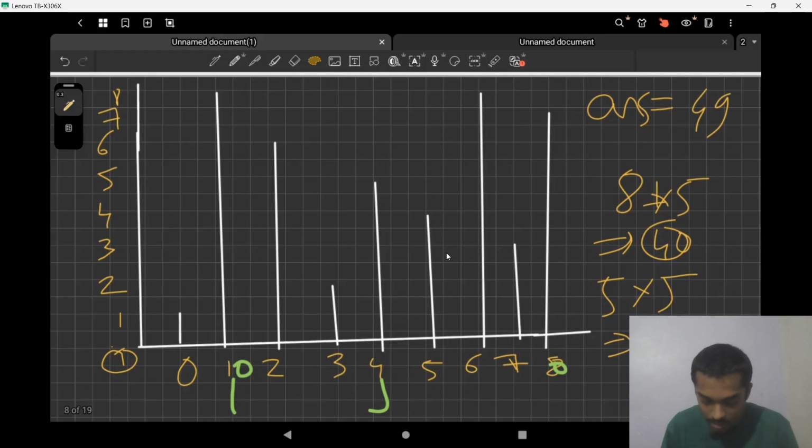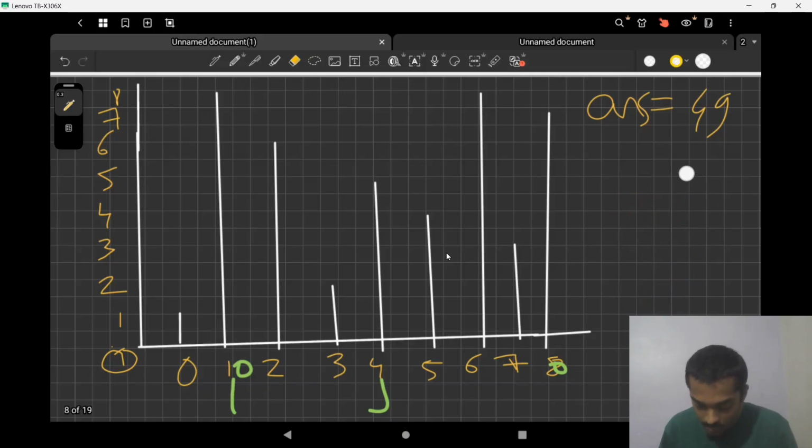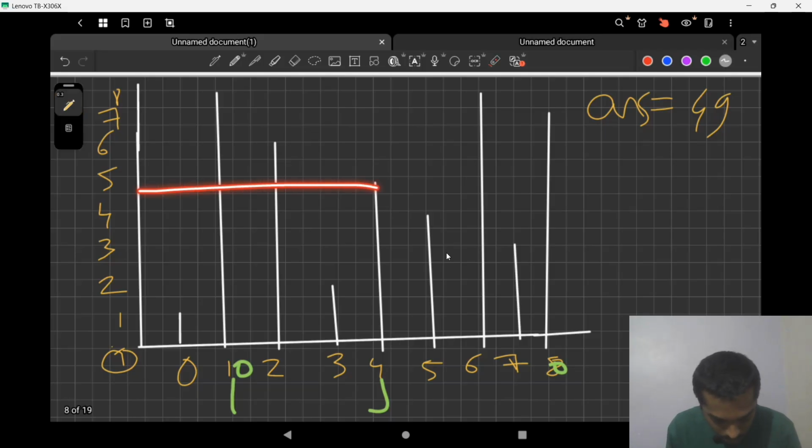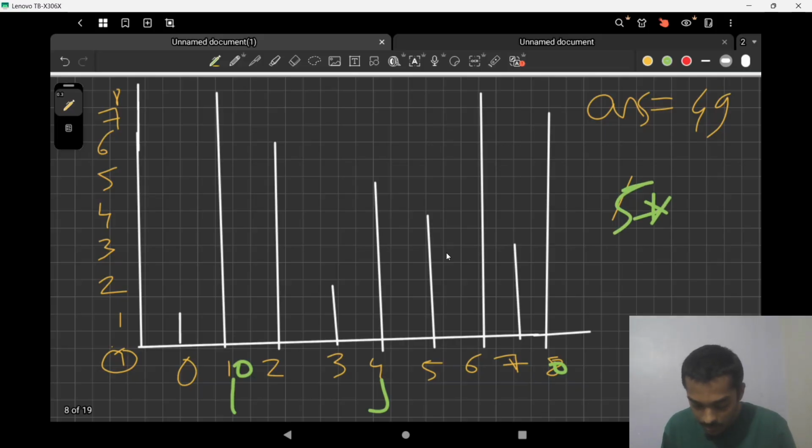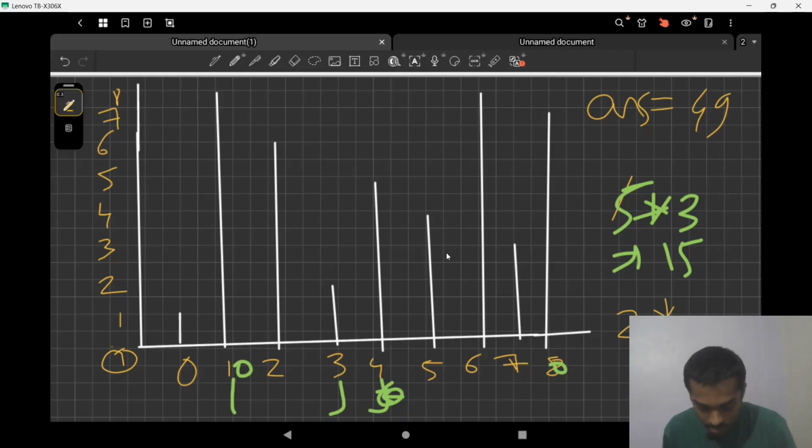Now let's check the area. This height is 5, multiplied by width 3, so 15, which is not greater than our answer. Let's move our j pointer again. Now our j pointer is here, so the height is 2 multiplied by width, 3 minus 1 is 2, which is 4. Now again move our j pointer.